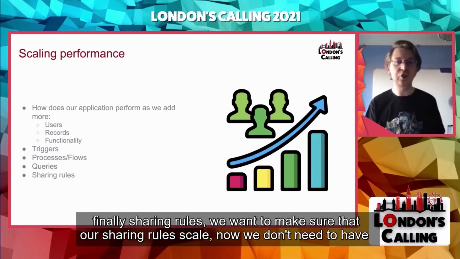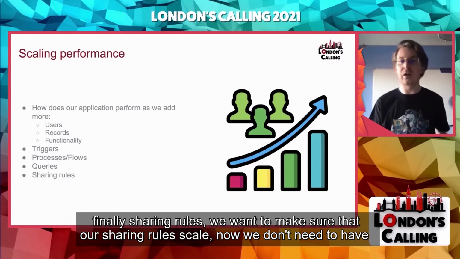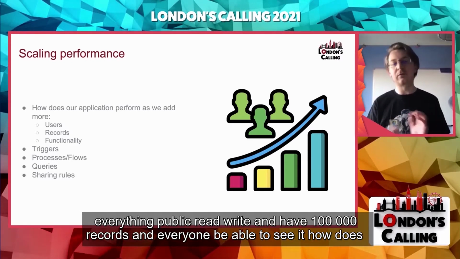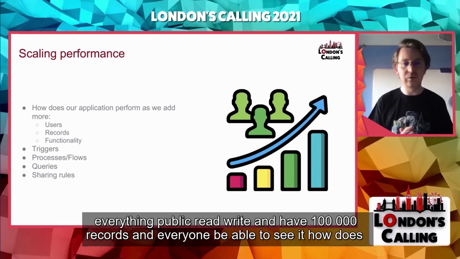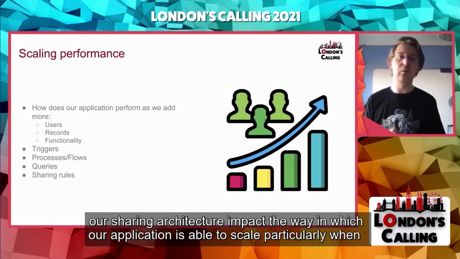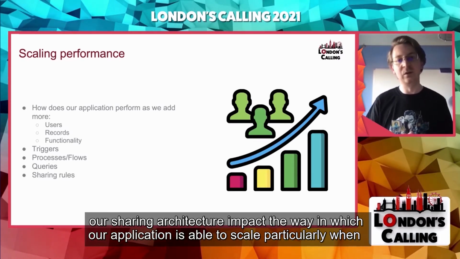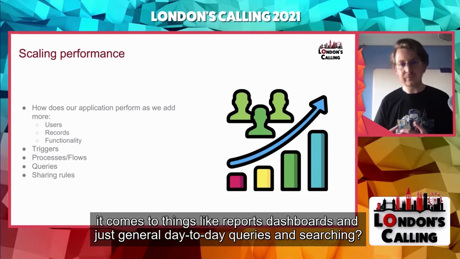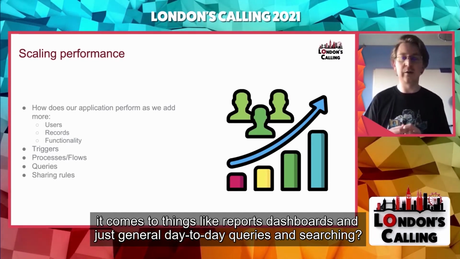And then finally, sharing rules. We want to make sure that our sharing rules scale. We don't need to have everything public read-write and have 100,000 records and everyone be able to see it. How does our sharing architecture impact the way in which our application is able to scale, particularly when it comes to things like reports, dashboards, and just general day-to-day queries and searching?